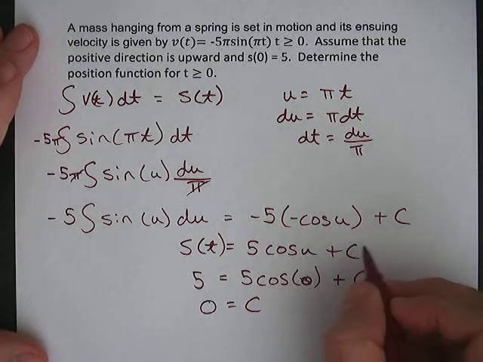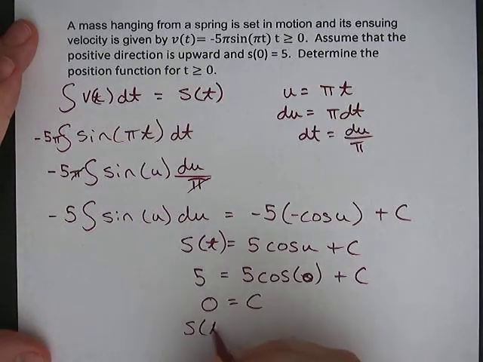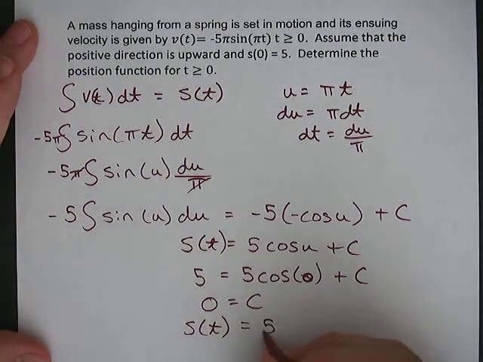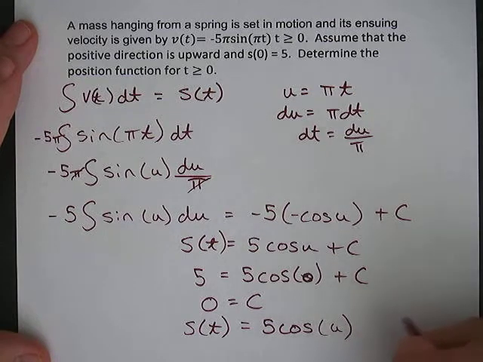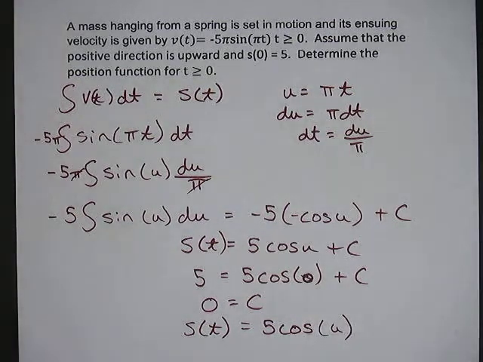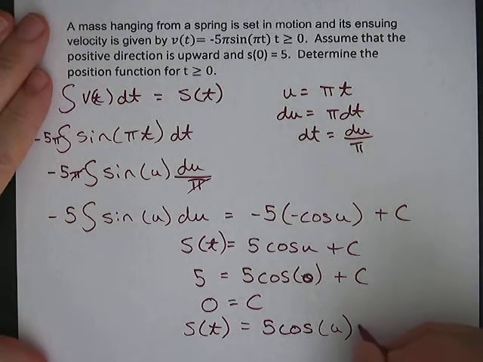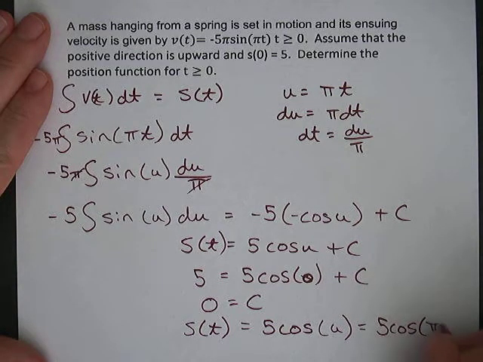So our position function is equal to 5 cosine of u. And we could plug in, we probably should have plugged in our limits of integration earlier, but it doesn't matter at this point. So 5 cosine of pi t.